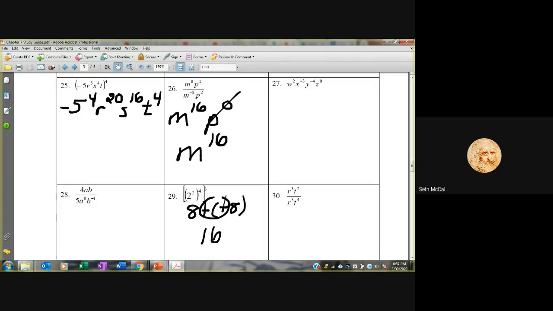Number 27, it's all multiplication across there, so that makes it fairly easy to see what's going on. Nothing to combine, although we see we have a z to the 0 power. Anytime we have anything to the 0 power, we can cancel that out. It just becomes 1. Also notice the x and the y both have negative powers, so they need to go down to the bottom of the fraction. The w is still positive, so we're going to leave that as w squared. And on the bottom, we're going to have x to the third, y to the fourth.